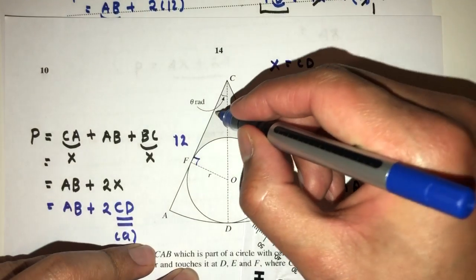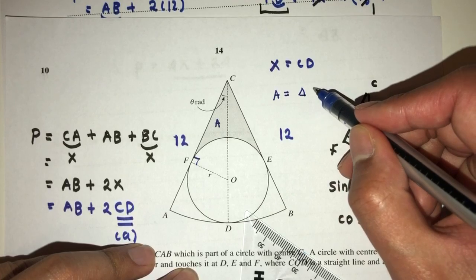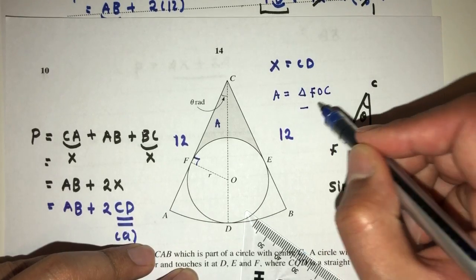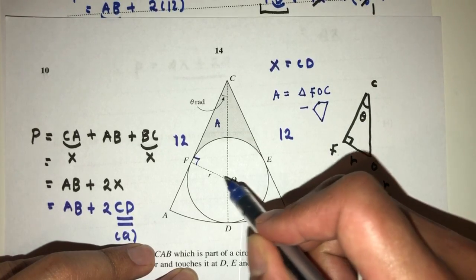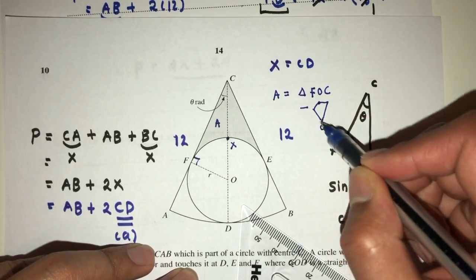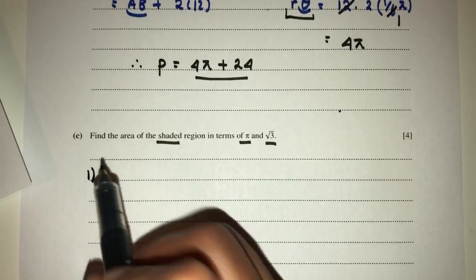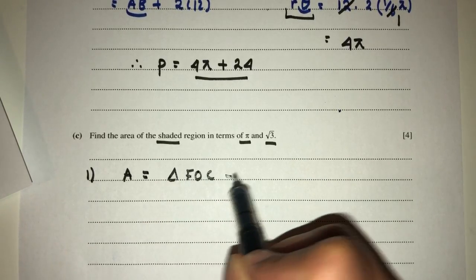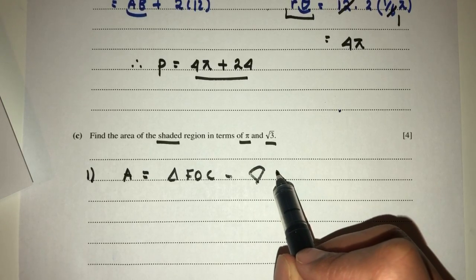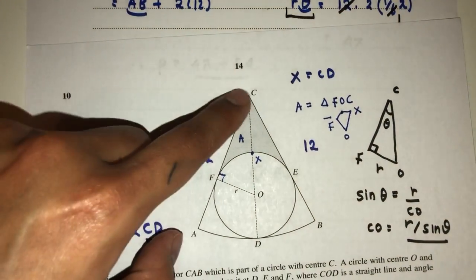Okay, so let's write that again. Let's call this area A. A is the area of the triangle FOC minus the area of the sector. This is sector OF, let's call this X, OFX. So let's write this down so we understand. Piece by piece, the first piece that we have found is: area A is equal to triangle FOC minus sector FOX according to the diagram. So this A will be the triangle minus the sector.